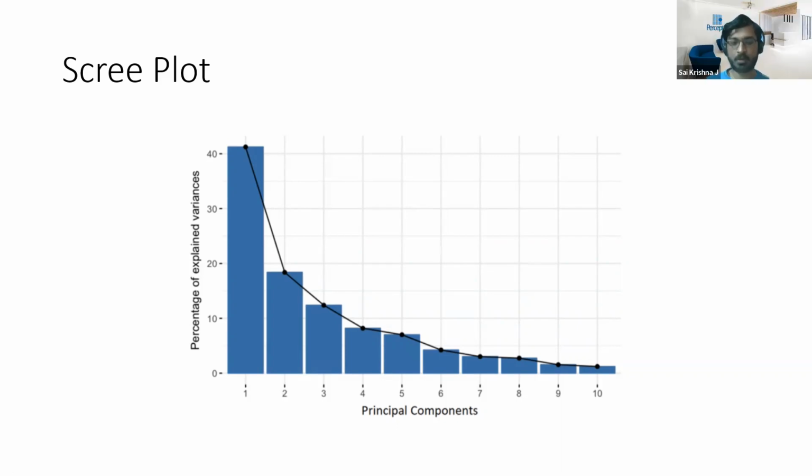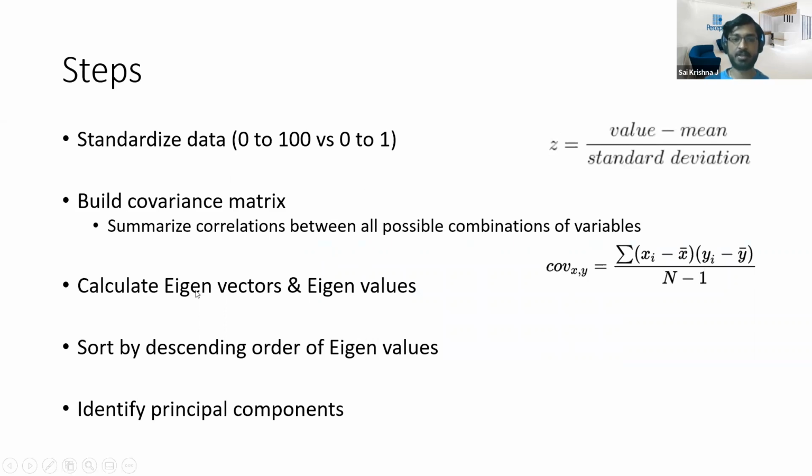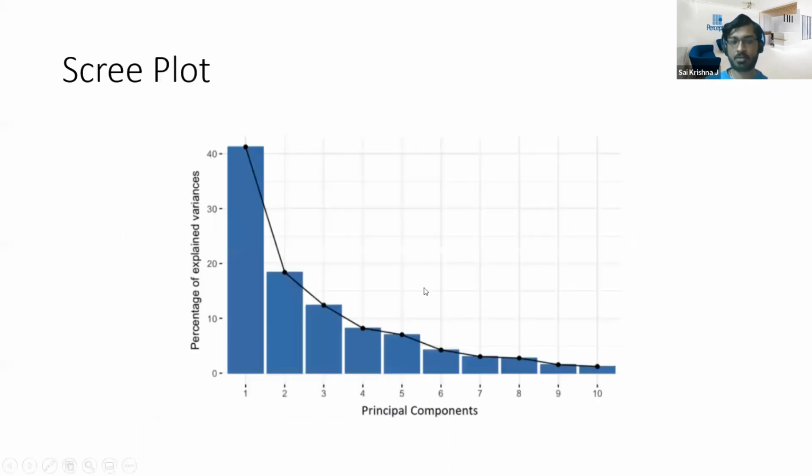Yes. Whatever steps I mentioned here, we are not going to be doing them, and it is not possible for us to do these steps, because when you are working with large data sets with many variables, it's not feasible to manually do these calculations. The algorithm takes all those different combinations of variables, calculates the eigenvectors and eigenvalues, does the sorting, and then gives you this scree plot.